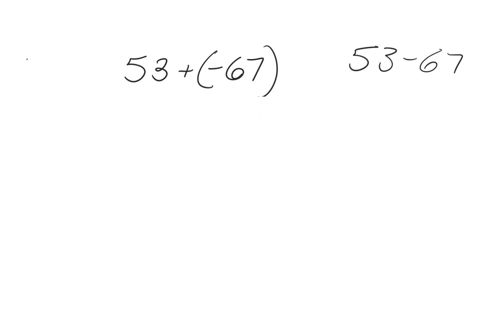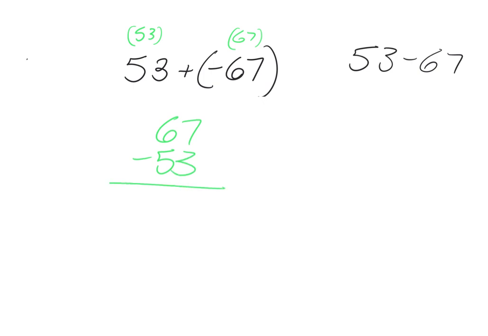And remember, when we're doing this, we're going to disregard the signs and take the absolute value of the numbers and say, well, what is the absolute value of each number? So it's 53 and 67. And then from there, we take the larger number. When we think about them in terms of absolute value without their signs, we take the larger number and we subtract the smaller one.